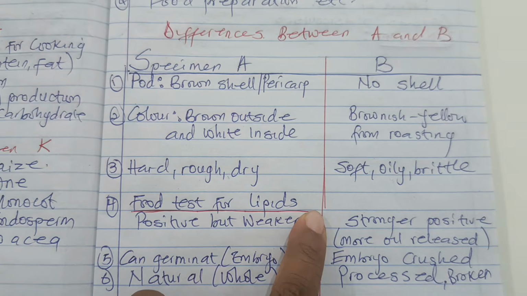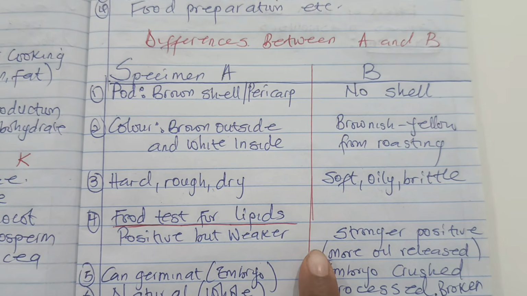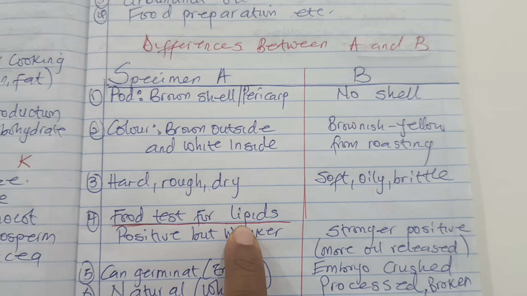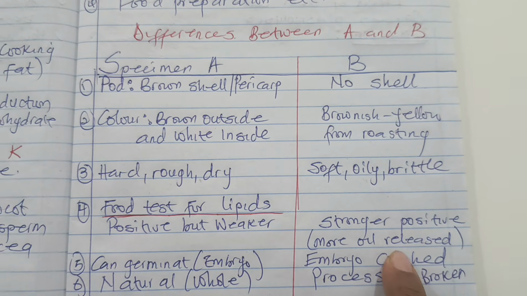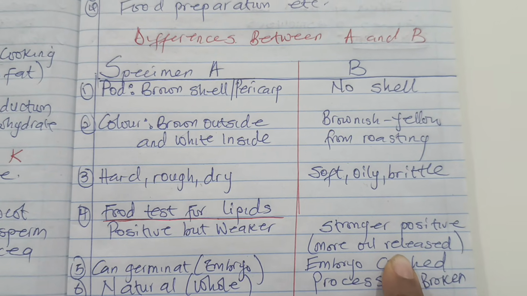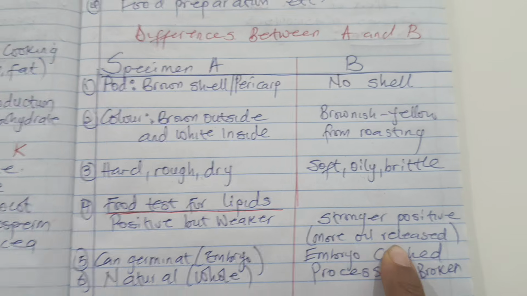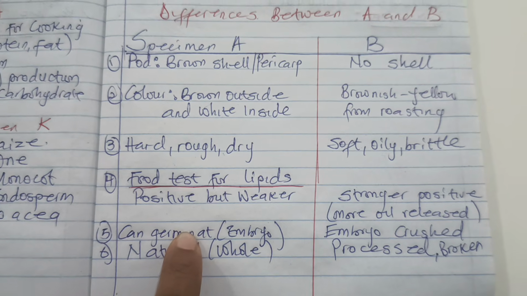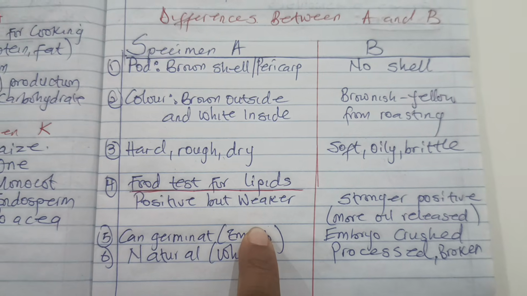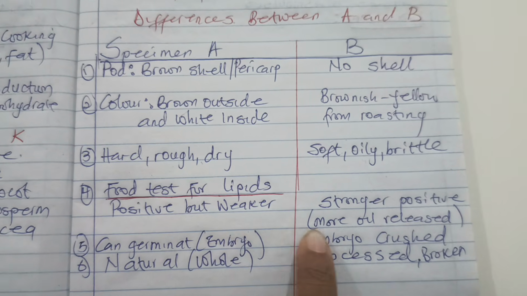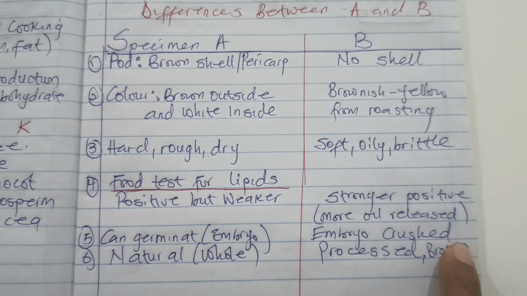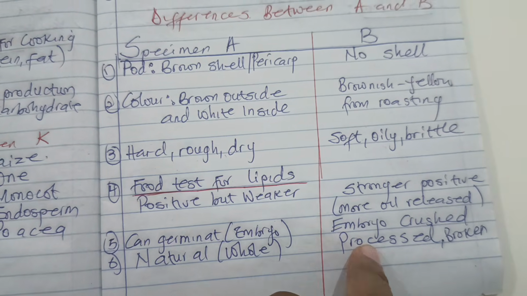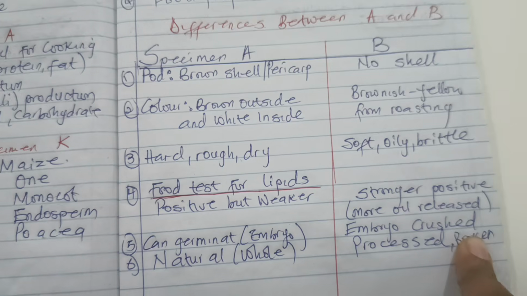Then food test for lipids. Both of them can be used to test for lipids, but specimen A will give a positive but weaker result, while specimen B gives stronger positive results because more oil has been released in the process of frying. Okay, then specimen A can germinate. Why? Because it still has the embryo inside of it, while for this one, the embryo has been crushed. Okay, and specimen A is natural, it is complete, it is whole, while specimen B has been broken or processed.